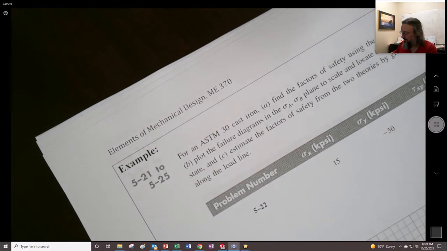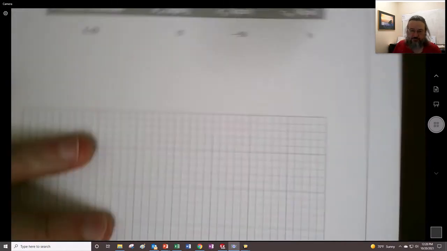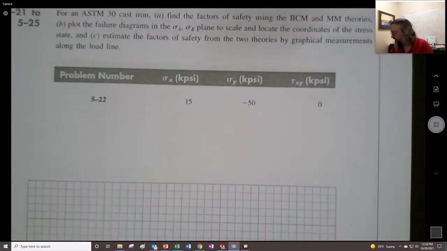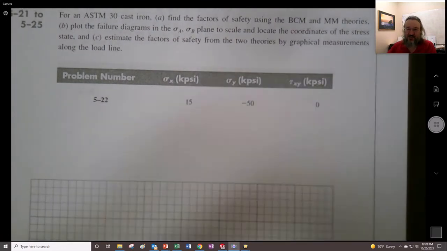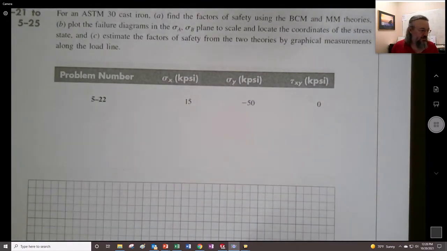Boy, I really did not like the focus right there. Zoom in, zoom out, zoom in, zoom out.